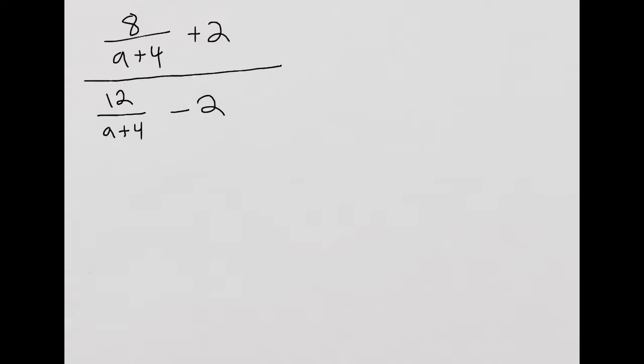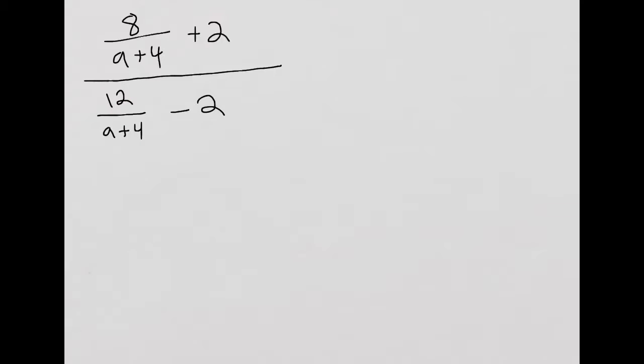Alright, here for this problem, it's a complex fraction that we want to simplify. So we have 8 over a plus 4 plus 2, and all of that divided by 12 over a plus 4 minus 2 in the denominator. Remember, this is called a complex fraction because we have the main fractional bar here, but the numerator consists of one or more fractions itself. Same thing with the denominator. There's actually two fractions here.